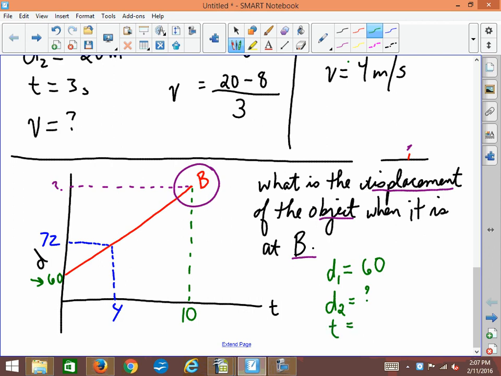Now there are two times on my graph. There's a 10 and a 4. But if I'm talking about B, obviously it's the 10 that goes with B. So I'll choose 10 here. Okay, well that's not enough.